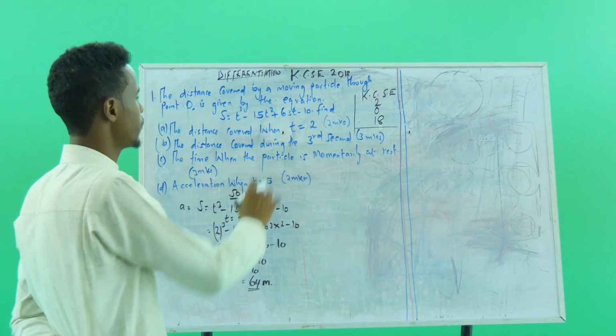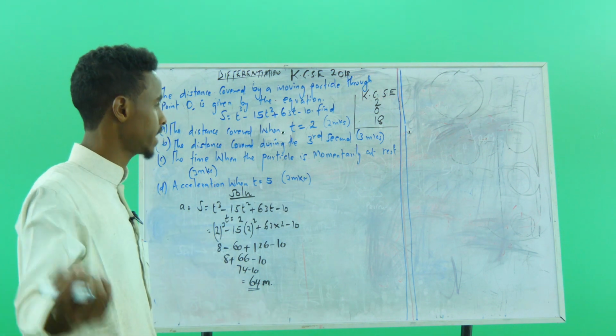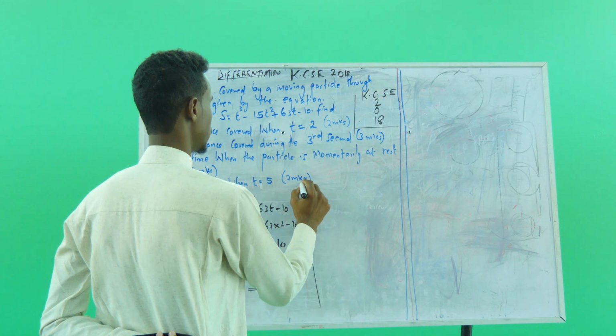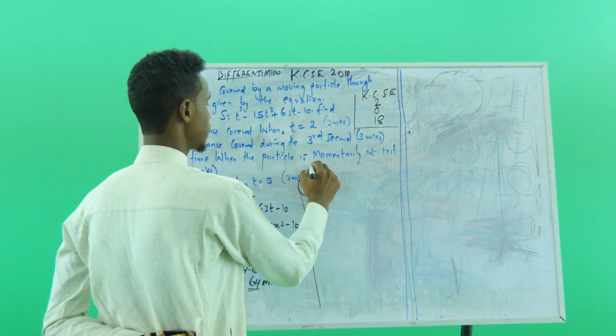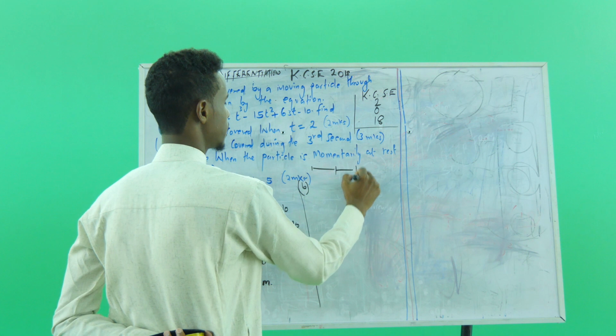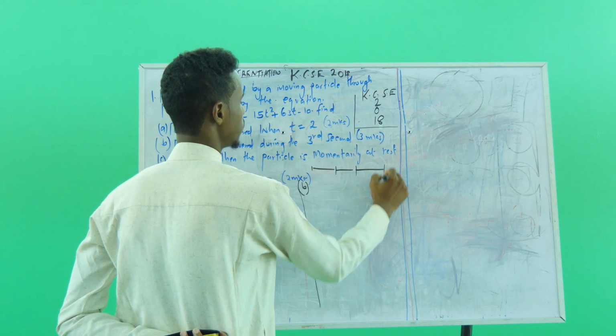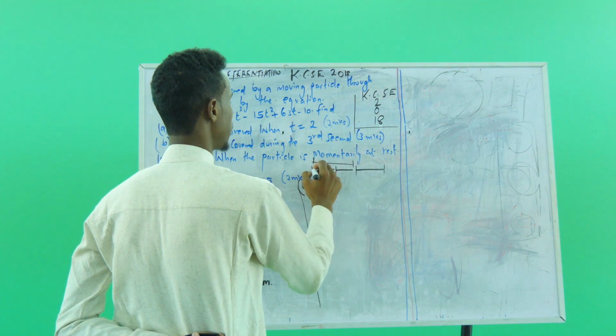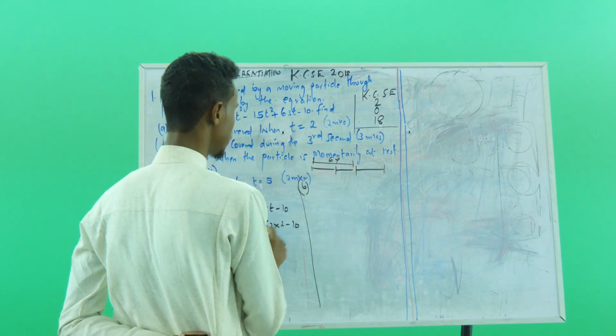Now, the distance covered during the third second. For instance, let's say part B of the question. Let's say this was the first second, the second second, and this is the third second. The first second and the second second, it was covered by 64. Now let's see what was covered at the third second.